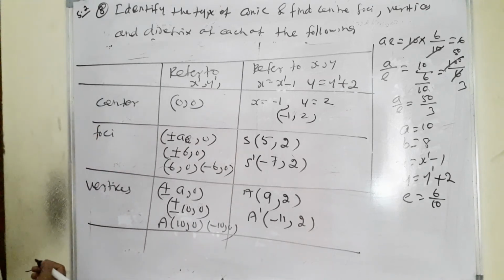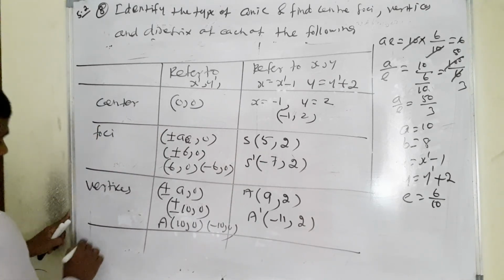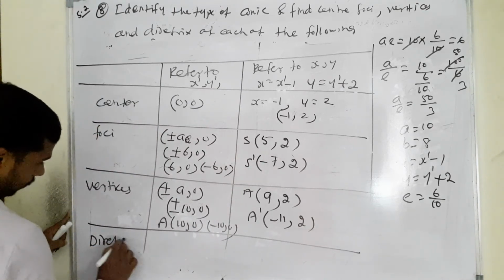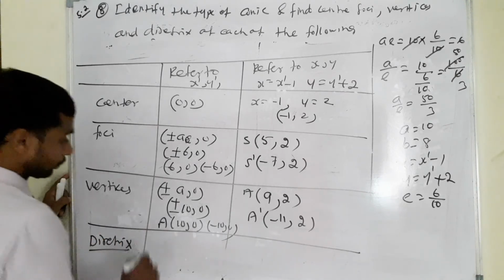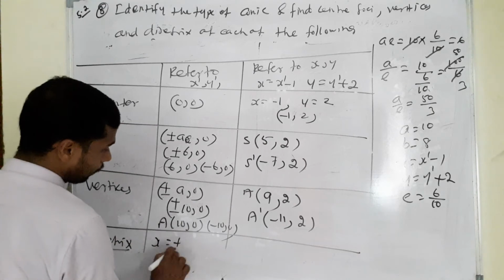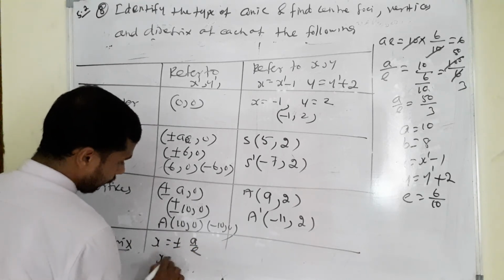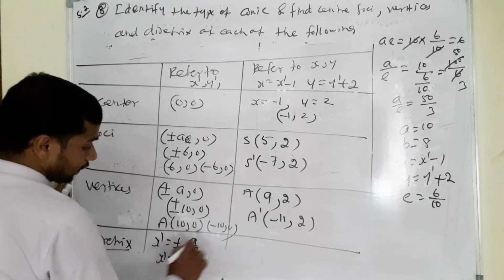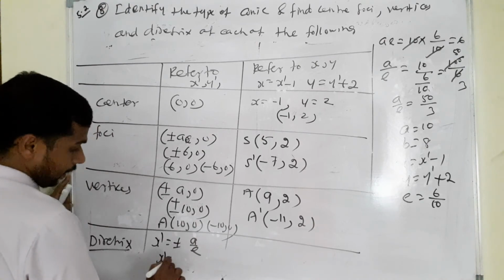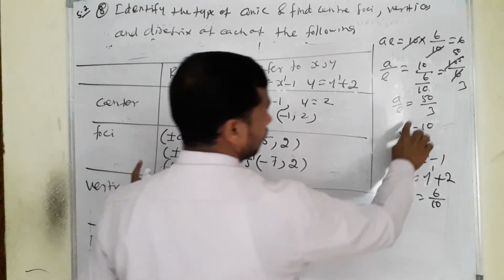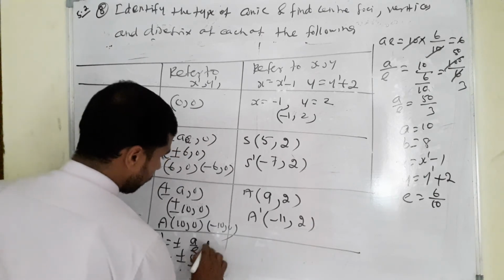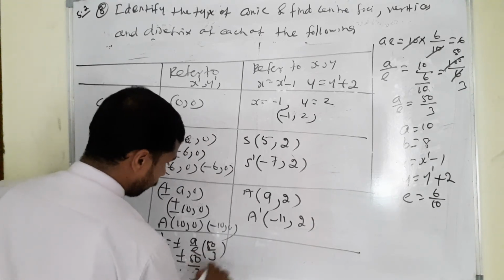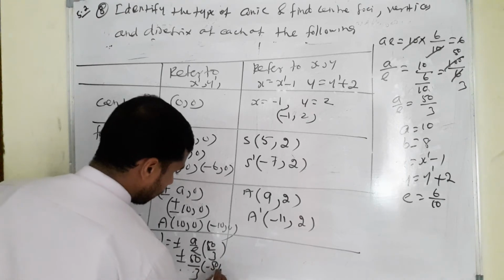Now I am moving to the last point, directrices, isn't it? So directrices, look at there. Directrices means the condition x is equal to plus or minus a by e. Therefore x dash is equal to plus or minus a by e, which is equal to 50 by 3. So 50 by 3 means positive 50 by 3, first point. Second condition negative 50 by 3.